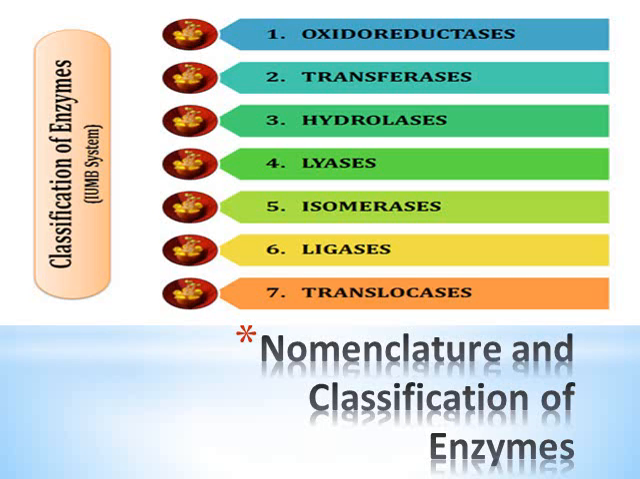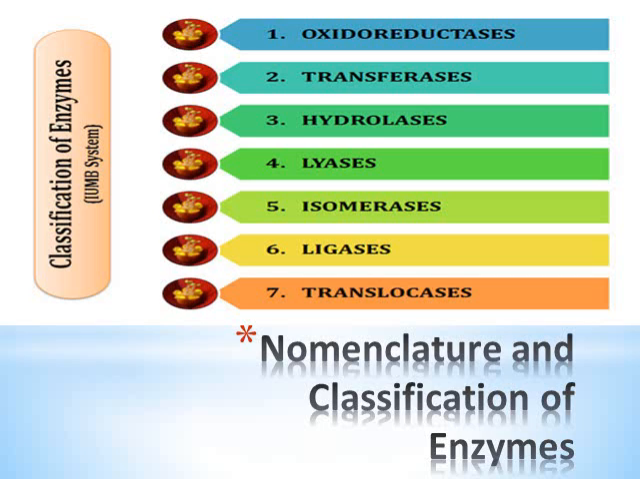Hydrolases. These are the enzymes that catalyze hydrolytic reactions. This class includes amylases, proteases, lipases, etc. Example, sucrase. Sucrose, in the presence of enzyme sucrase, forms glucose plus fructose.